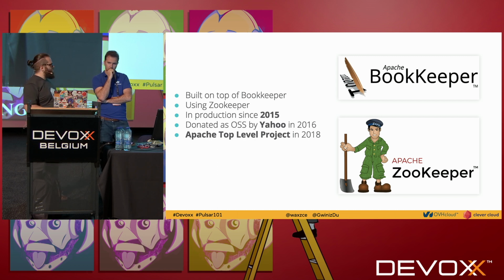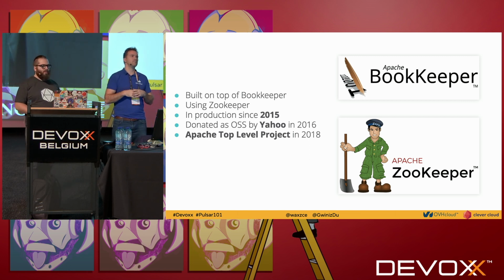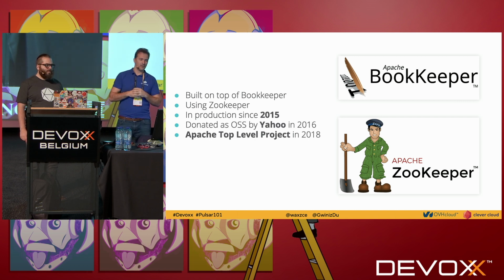So where does Apache Pulsar come from? It came from Yahoo, which had many issues with messaging patterns, and it has been donated as open source software in 2016. It's been running in production at Yahoo for many years now, so it's really production grade and really rock solid, actually.